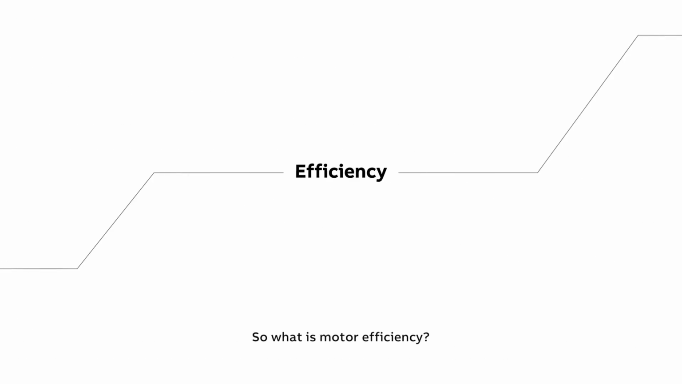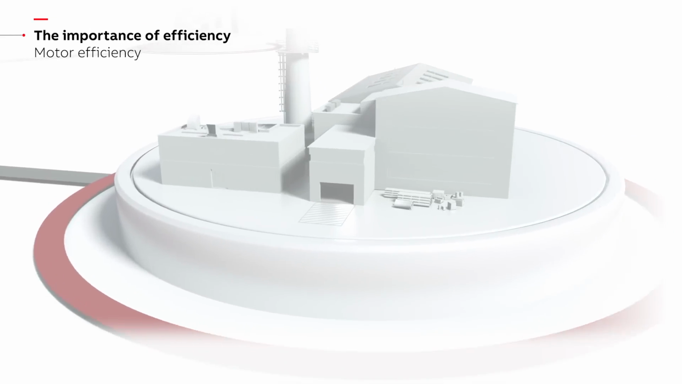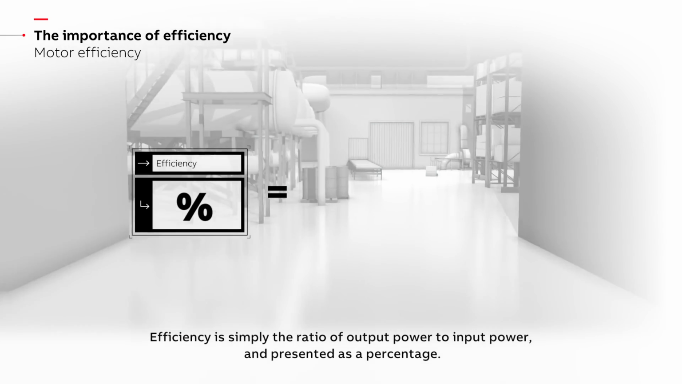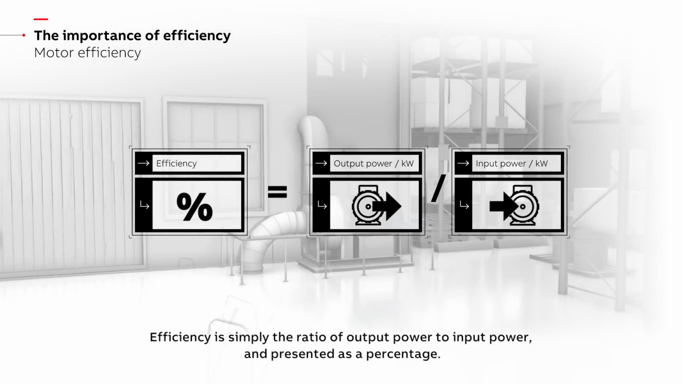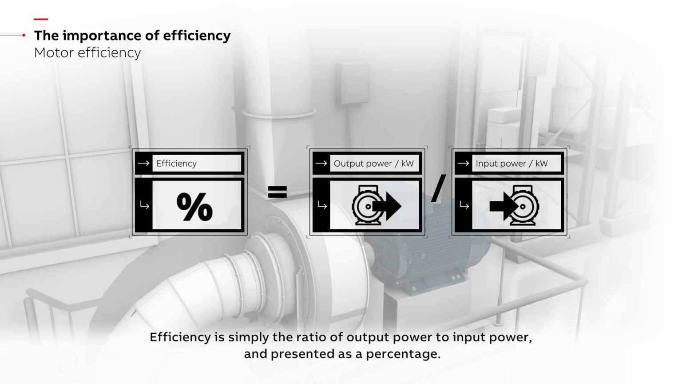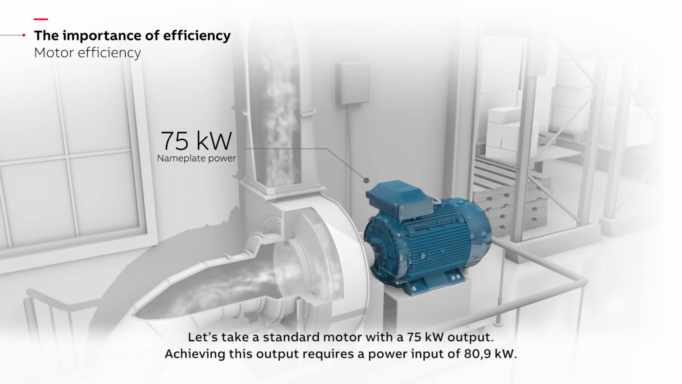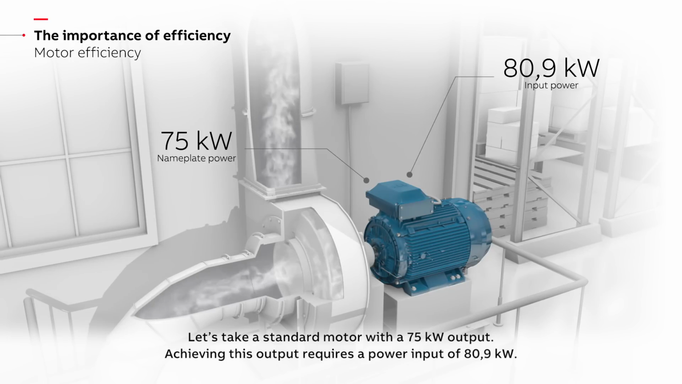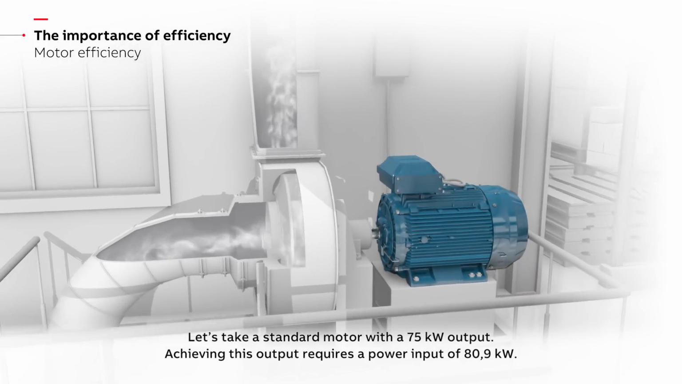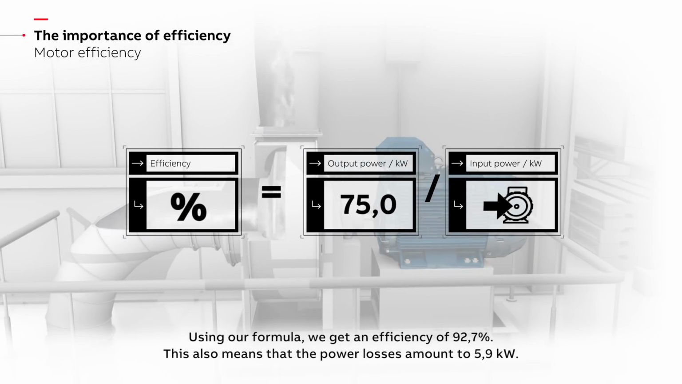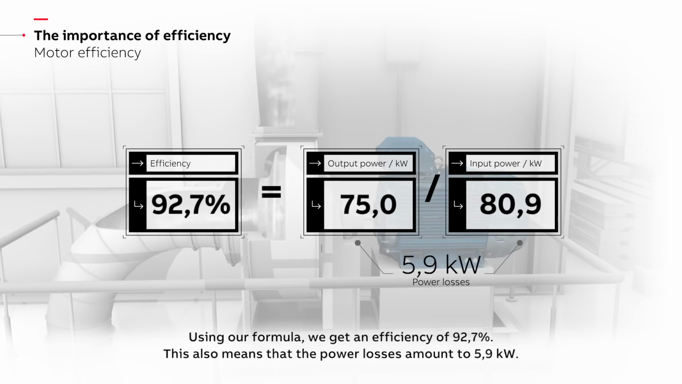So what is motor efficiency? Efficiency is simply the ratio of output power to input power and presented as a percentage. Let's take a standard motor with a 75 kilowatt output. Achieving this output requires a power input of 80.9 kilowatts. Using our formula, we get an efficiency of 92.7%. This also means that the power losses amount to 5.9 kilowatts.